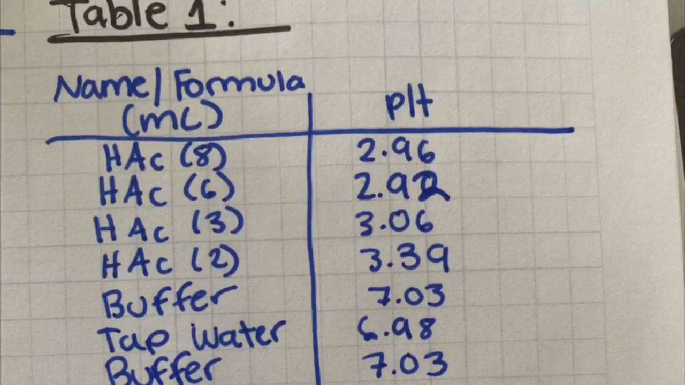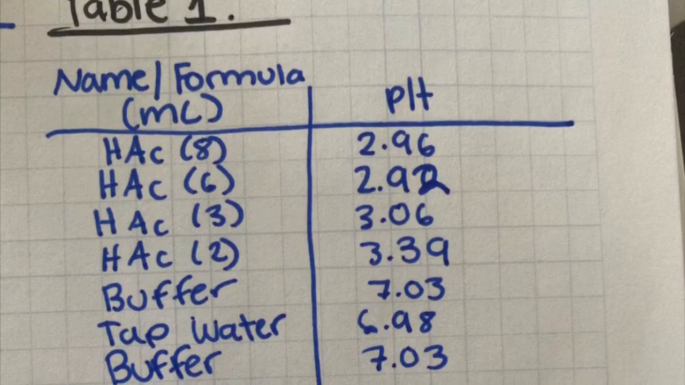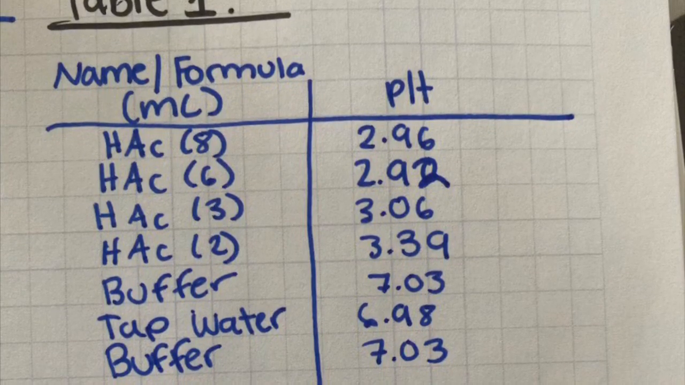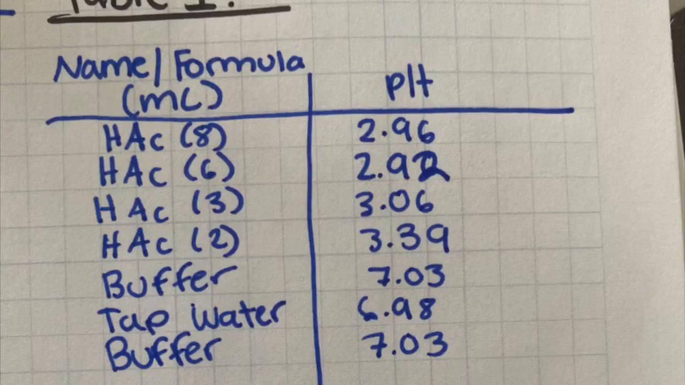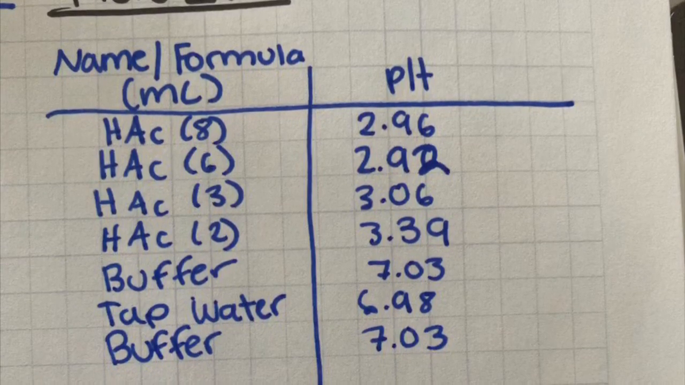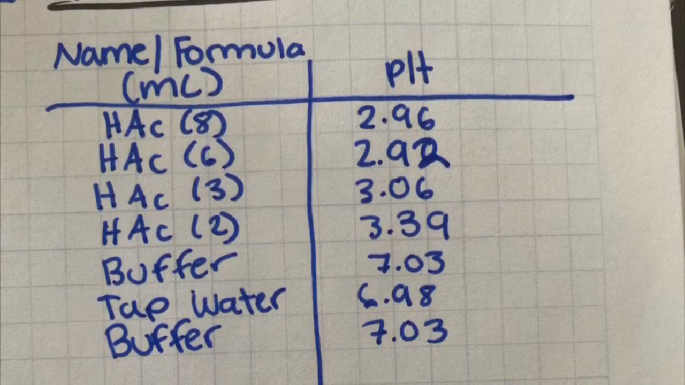A quick look at our lab notebook tables showed that the acids that we were measuring were closer to 3s and 2s, and the known solutions that we had already measured, such as the buffer and water, stayed really close to 7 like they were supposed to be.